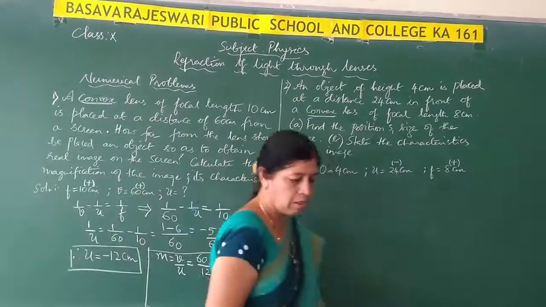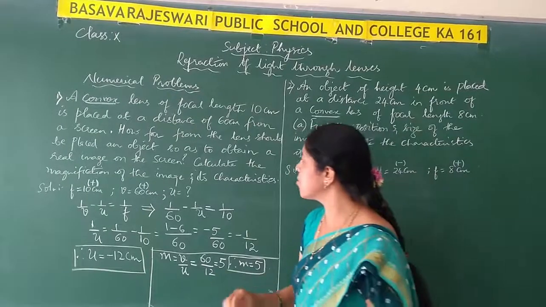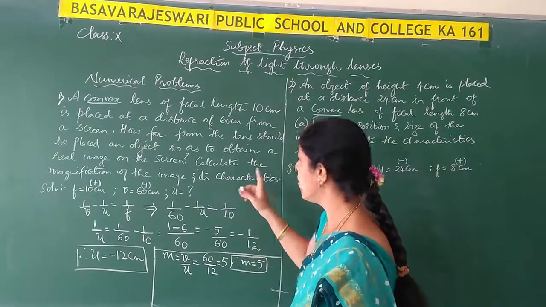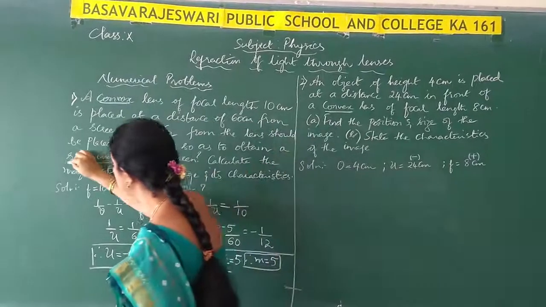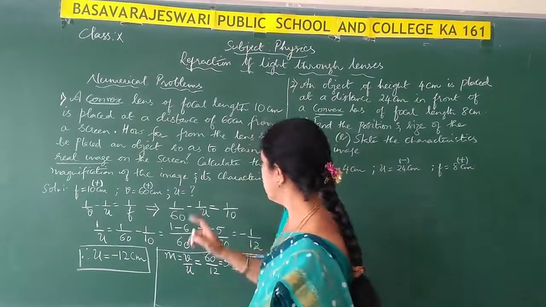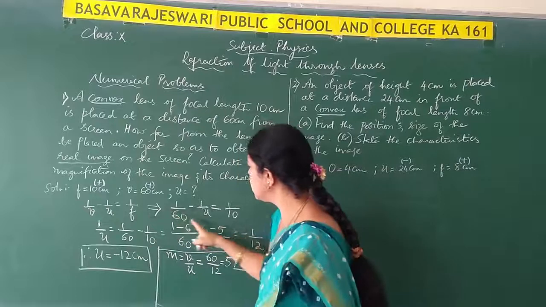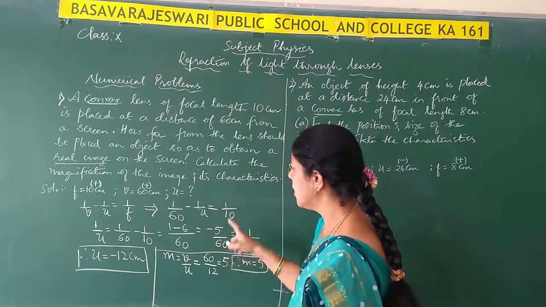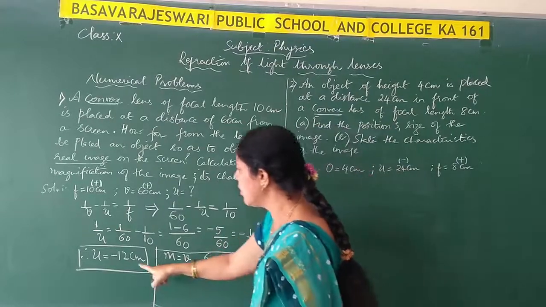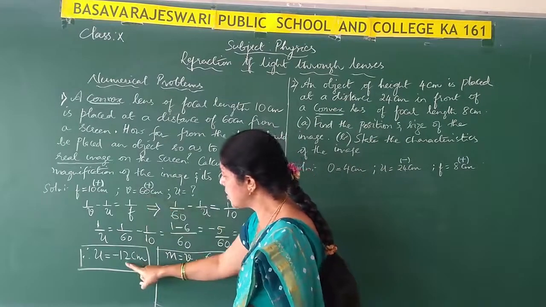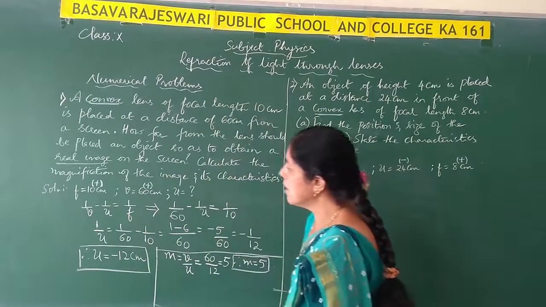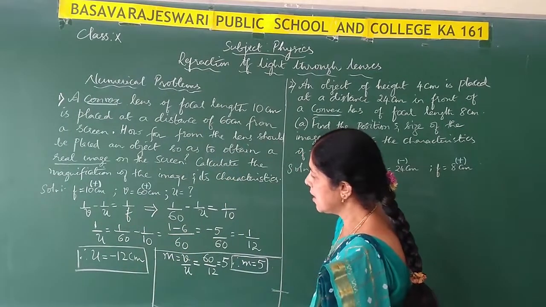Now, what are the characteristics of the image formed in this case? The characteristic is already given, it is a real image. Then afterwards, it is inverted, right? A real image and it is inverted. Object distance and image distance, if you see, object distance is 12, image distance is 60 centimeter, right?